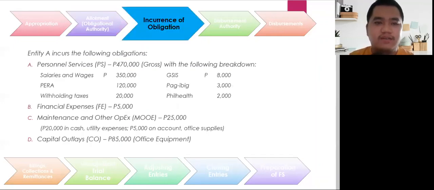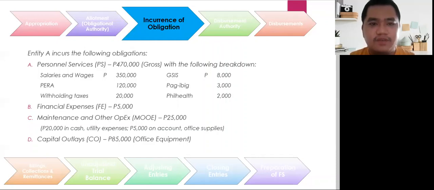Then we have the actual incurrence of obligations. So Entity A incurs the following obligations. These are grouped into the different objects of expenditure. So we have personal services, financial expenses, maintenance and other operating expenses, and capital outlays.